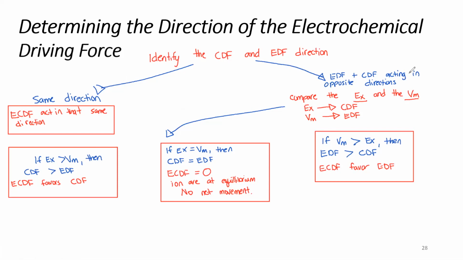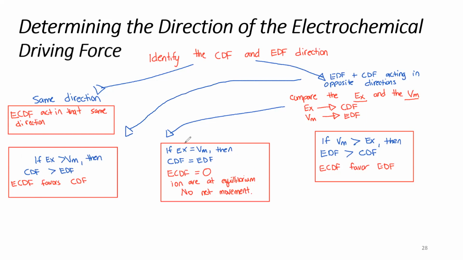But if they were in opposite directions, this is where we had to compare the membrane potential of the cell at that time, along with the equilibrium potential of the particle in question. If it's potassium, sodium, whatever that particle is, we're going to look at the equilibrium potential and the membrane potential of the cell at that time. In the first scenario, if the equilibrium potential was greater than the membrane potential in terms of the size of the value, then the CDF would be the more dominant force. And so the overall ECDF would follow the direction of the chemical driving force.